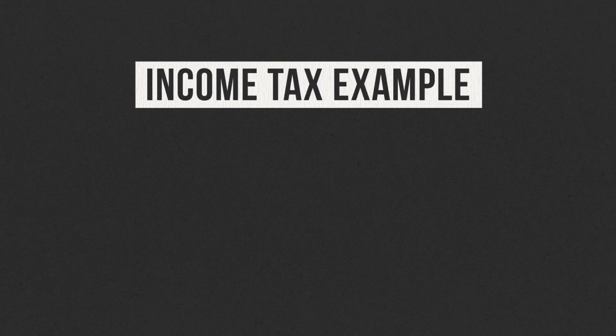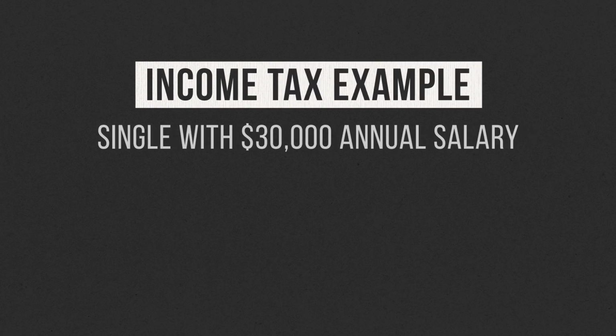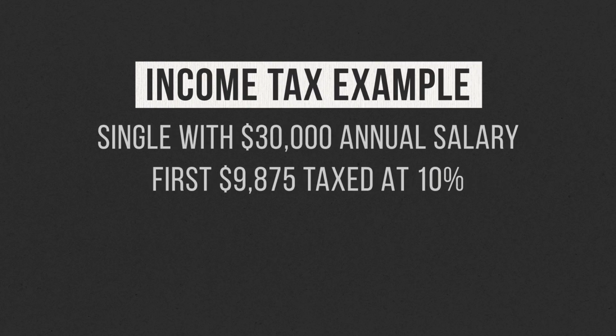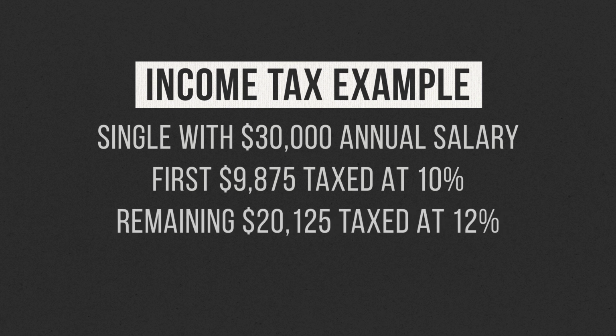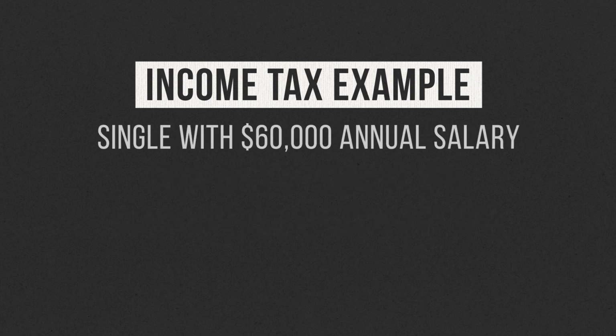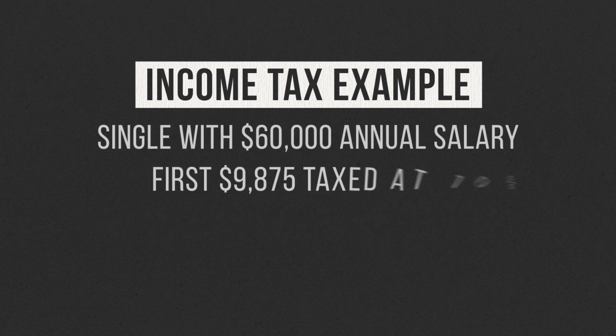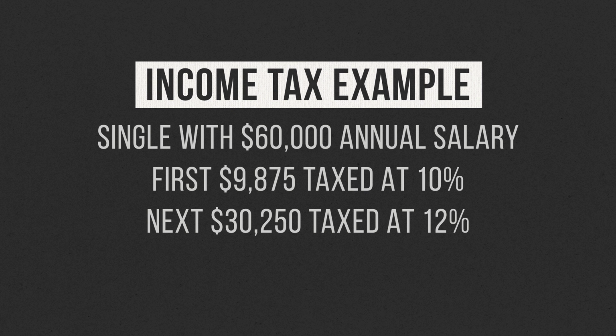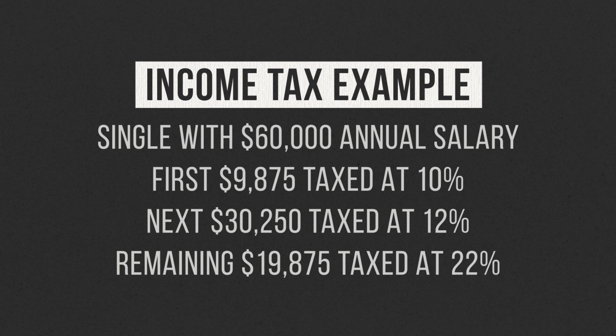If you were single and earned $30,000 per year, the first $9,875 of your income would be taxed at 10%, and the rest would be taxed at 12%. If you earned $60,000 per year, $9,875 of your income would be taxed at 10%, just like before. Then everything up to $40,125 would be taxed at 12%, and the rest would all be taxed at 22%.